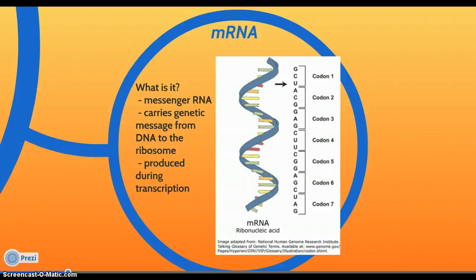What is mRNA? Its actual name is messenger RNA, produced during transcription, that carries a genetic message from the DNA to the ribosome in a string of codons. In this picture on the right, you can clearly see the codons, which are 3 nucleotide bases grouped together like a triplet.